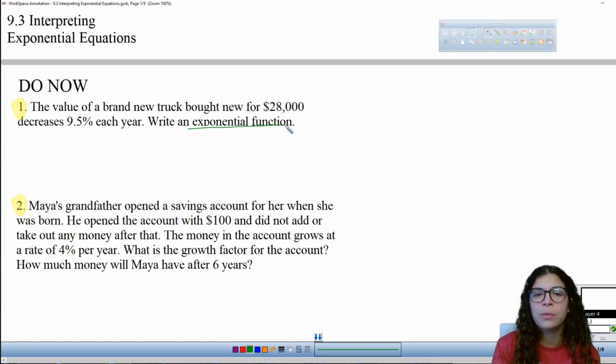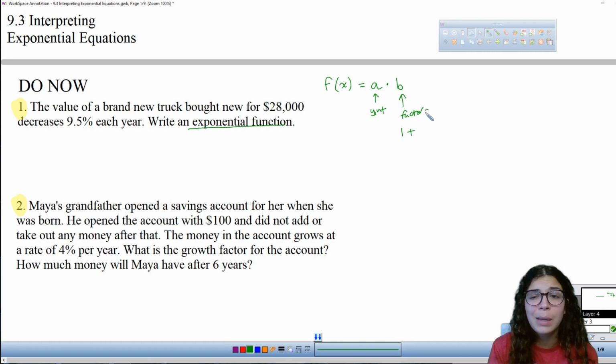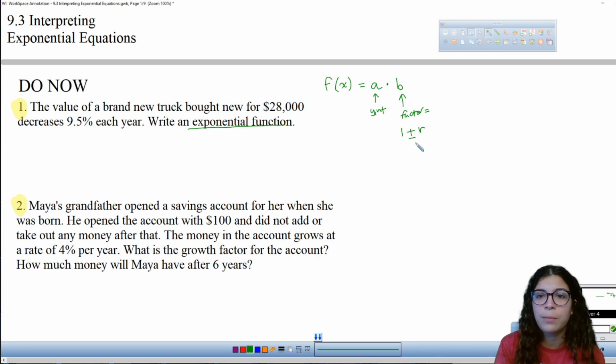Write the exponential function. So remember that we covered exponential functions before, and exponential functions can be written in the following format. A, which is the y-intercept, which is the initial value, times b, which is the factor. And remember, for exponential growth, if we have the rate, then we would add that to 1. And if it's decay, then we would subtract it from 1. And then the factor has the power of x, whatever the domain is.